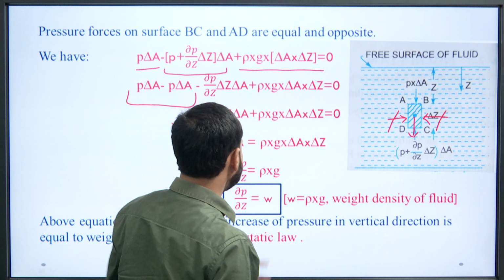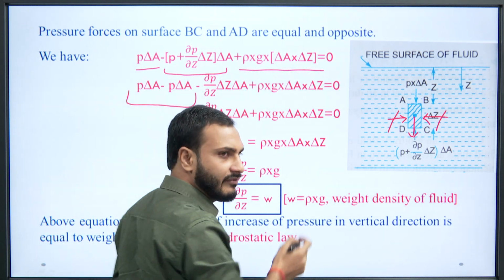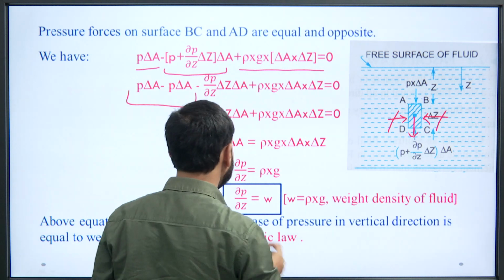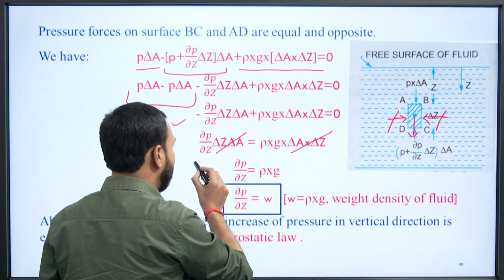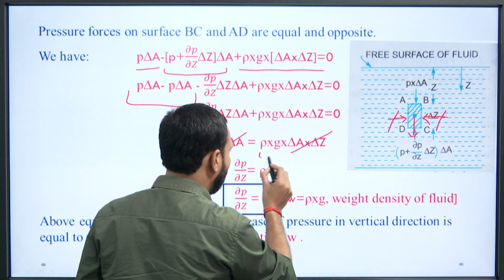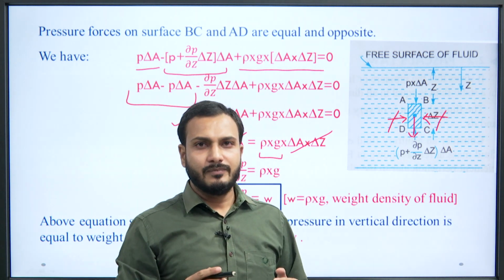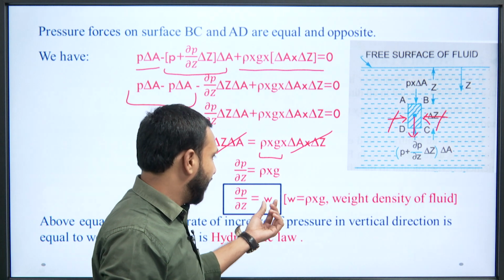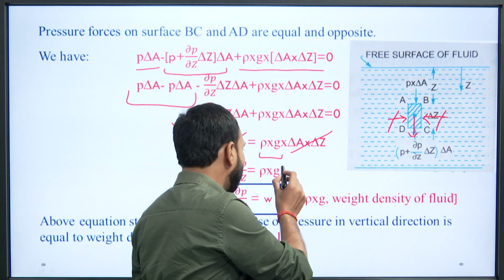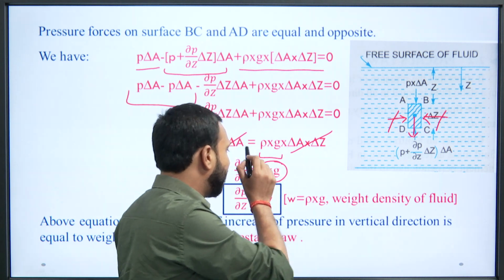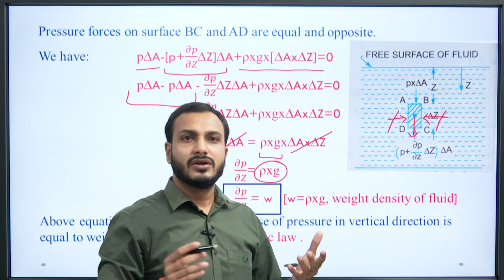ठीक है, और इस टर्म से हमने देखा कि हमारे पास del Z और del A both the right hand side और लेफ्ट हैंड साइड दोनों जगह पे है. तो हम क्या कर सकते हैं, इसको सिंपली स्ट्राइक ऑफ कर सकते हैं. और जब हमने स्ट्राइक ऑफ किया तो we have seen del P by del Z must be equal to rho into g. अब आप देखो एक चीज़, del P by del Z जो है वो वेट डेंसिटी है ऑफ द फ्लूइड. और ये जो वेट डेंसिटी कहाँ से आई, ये रो इंटू जी से आई है. तो रो इंटू जी can be termed as small w, which can be understood. तो del P by del Z is weight density.